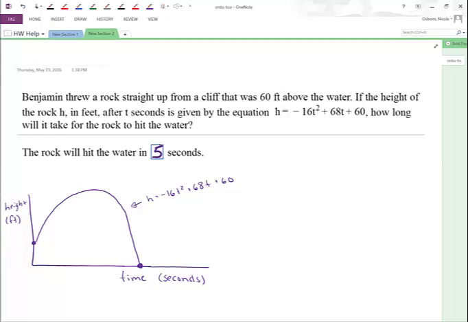Now keep in mind that we could always double check that value. If I plug that 5 into this equation, I should end up with a height or an h value of 0.